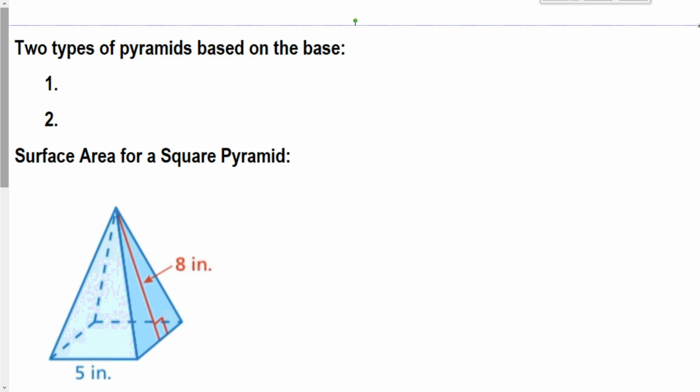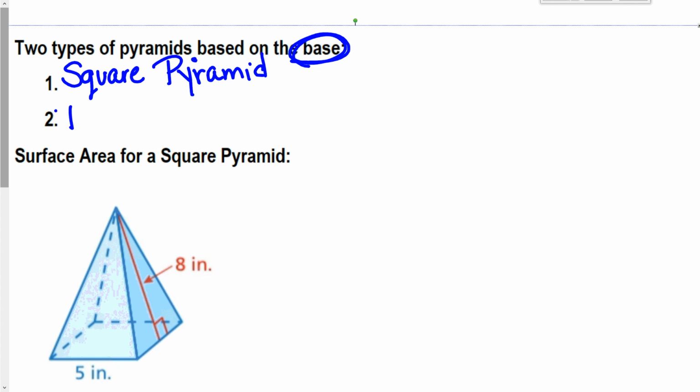Now we're going to look at some pyramids. So there are two types of pyramids, and they're based on the base. So you have a square pyramid, meaning that the base is a square, or you can have a triangular pyramid. And I'm going to do an example of each.